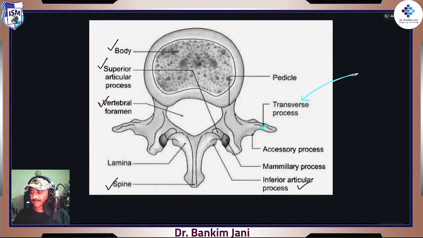Now, as there are no ribs, this transverse process is thin and tapering, and actually this process represents ribs in the thoracic region. But here there are no ribs. It is as if the lumbar vertebrae were crying that they don't have ribs, so they were given those transverse processes. A small portion of bone is given to them, telling them that they are similar to ribs.